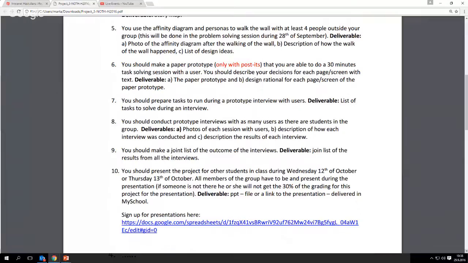And then there is this presentation. There will be presentations Wednesday and Thursday. So there will also be presentations during this period here. So we will take the problem solving session and this for the presentations, because you have 10 minutes each group. And I want all members of the group to be present during the presentation. And we have two slots there.